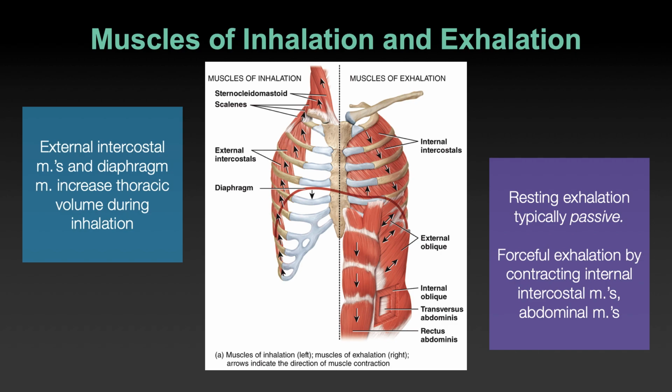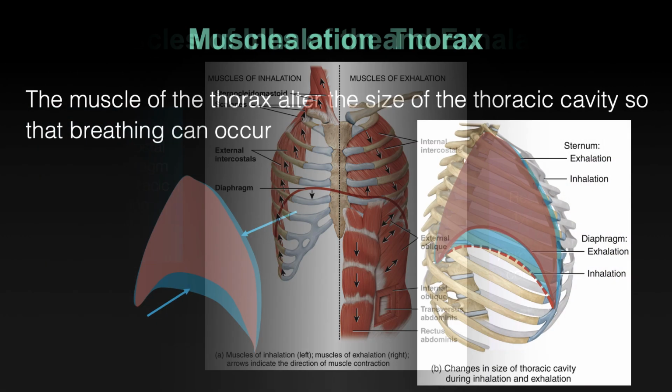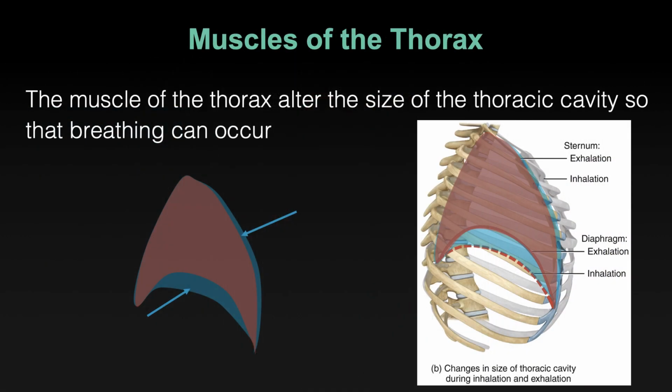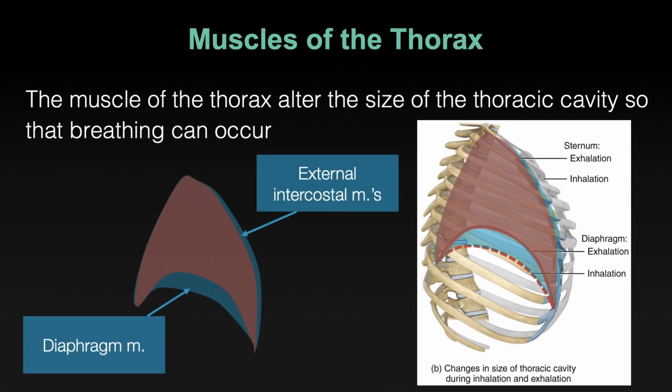Internal intercostals contract to bring the ribs back underneath to compress the container. So I want to try and show you the difference between somewhat compressed and not compressed, the difference in the container size.